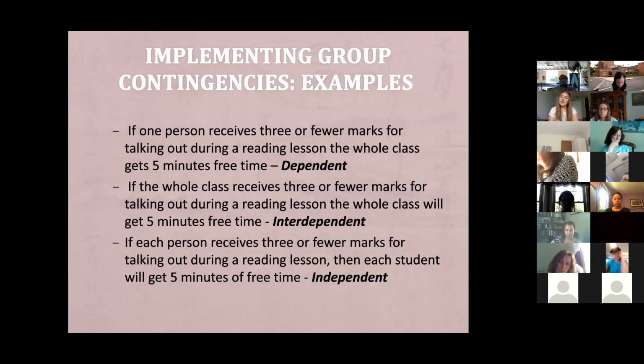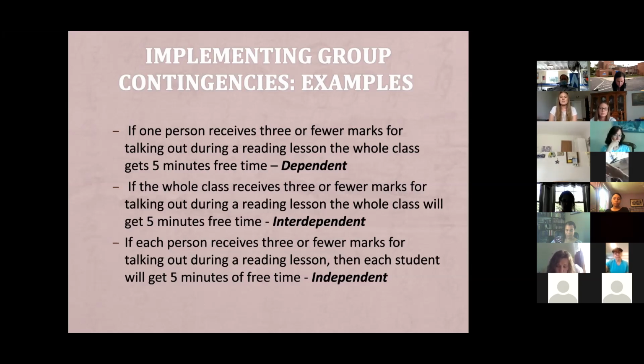And if you're looking at it from the perspective of an independent group contingency, this would look like if each person receives 3 or fewer marks for talking out during a reading lesson, then each student will get 5 minutes of free time. And this is where our interdependent might be hard for the teacher to track, especially the behavior of calling out, because now they're teaching their lesson. At the same time, they have to go student by student, making sure they're only doing 3 or fewer call outs. It doesn't really fit well in this example.